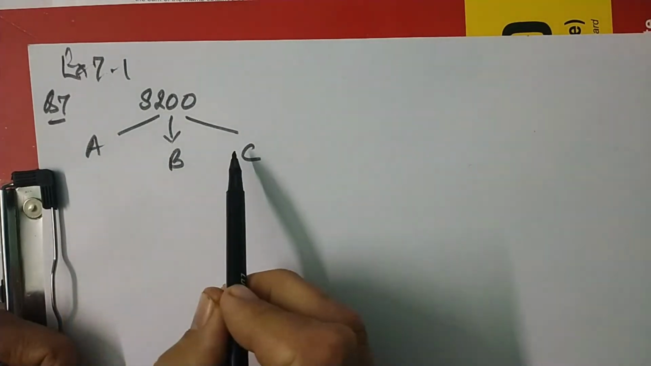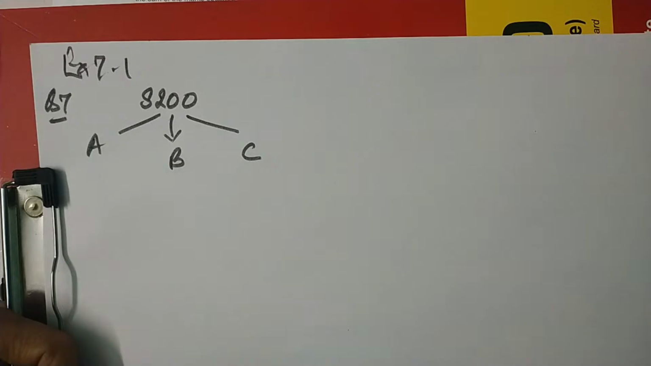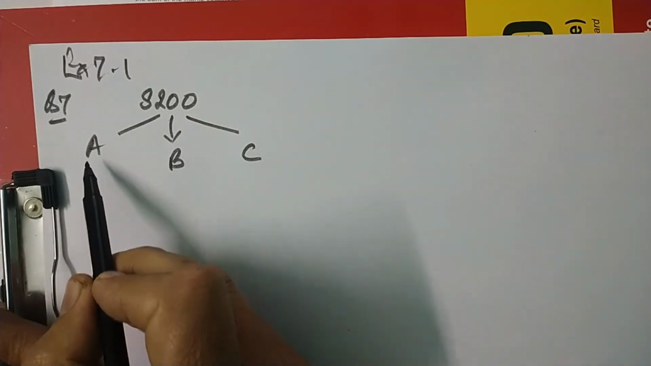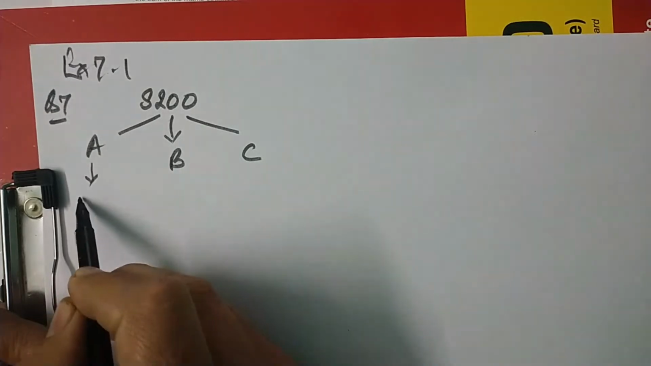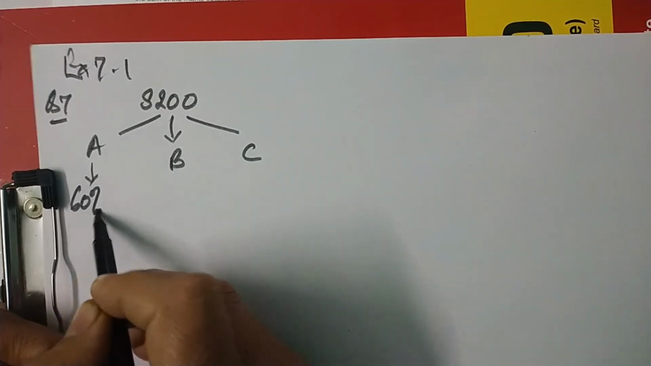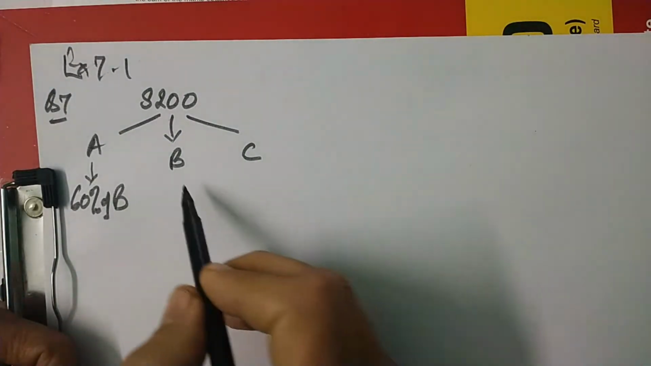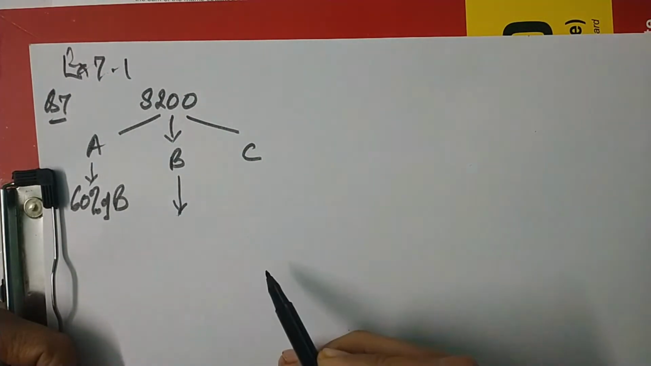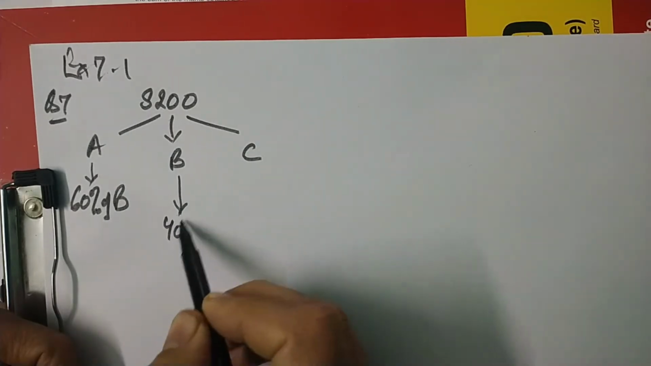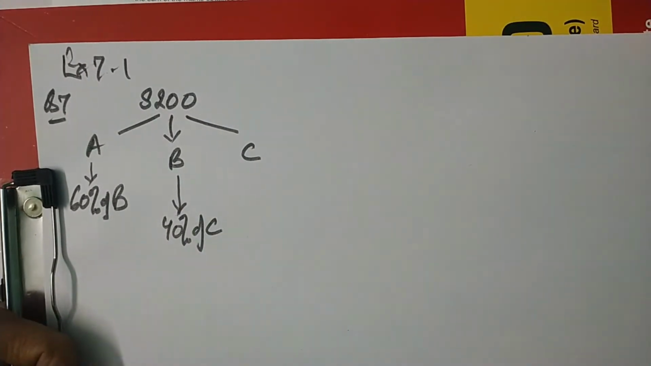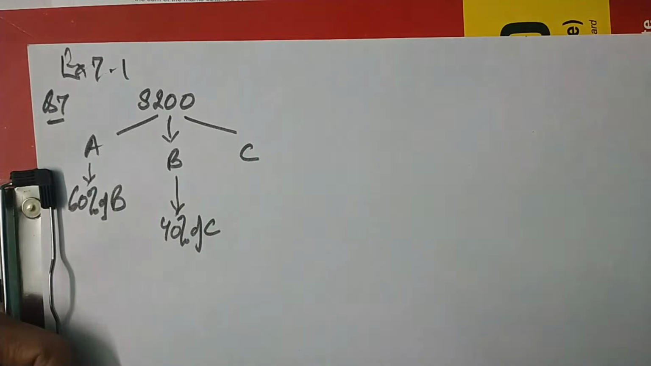They are not getting the same amount, they are getting different amounts. It says A gets 60% of B, B gets 40% of C, and C is not given.